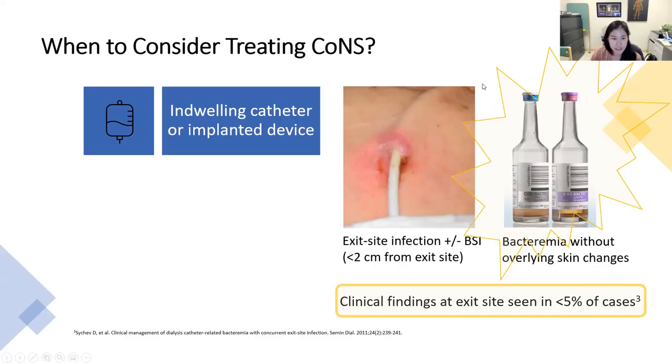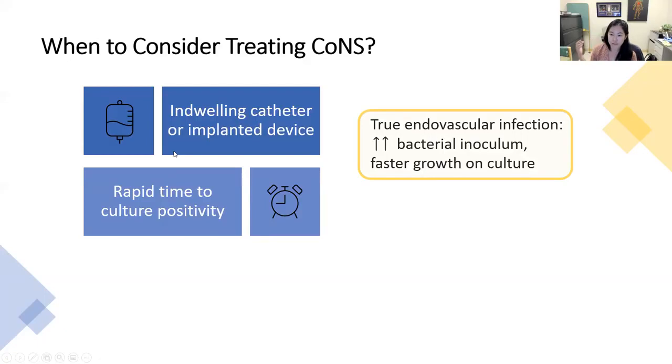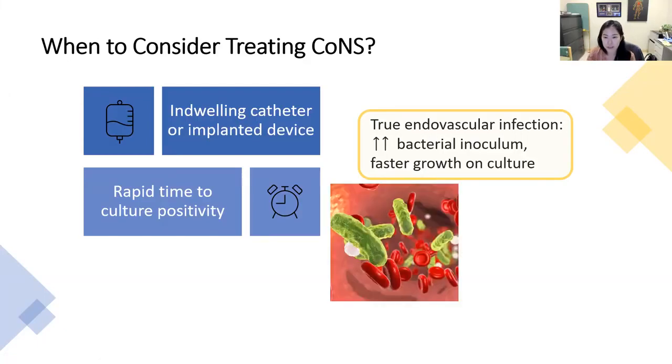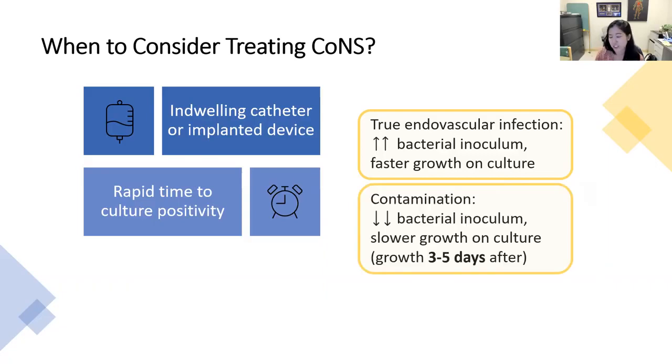Cool. The second situation where we should consider treating coag negative staph are the patients who have cultures that rapidly turn positive. And by rapid, I'm referring to less than 24 hours after they are collected. The reason for this is because if there is a true endovascular infection, we anticipate lots of bacteria floating around in their bloodstream, which translates into faster growth on the culture plate. In contrast, if it's just contamination from faulty sterilization methods, we'd anticipate relatively low amounts of bacteria in the blood culture bottle, which translates into slower growth on the culture plate.